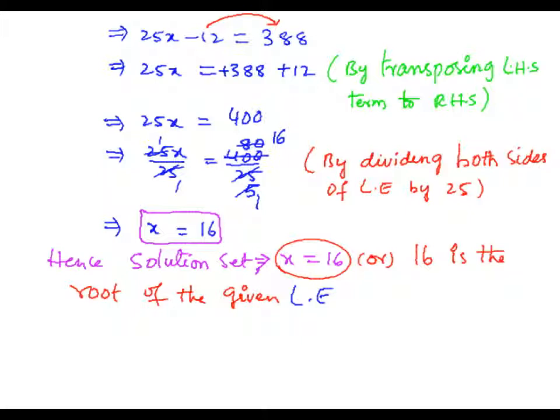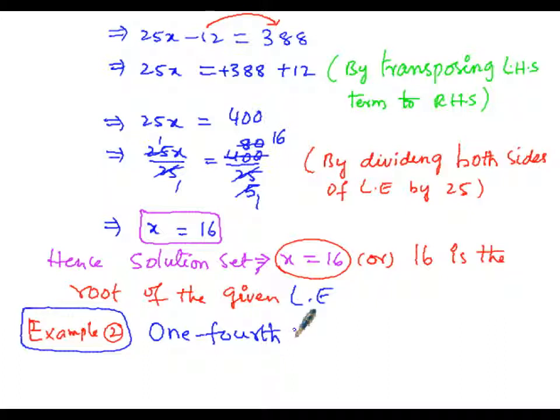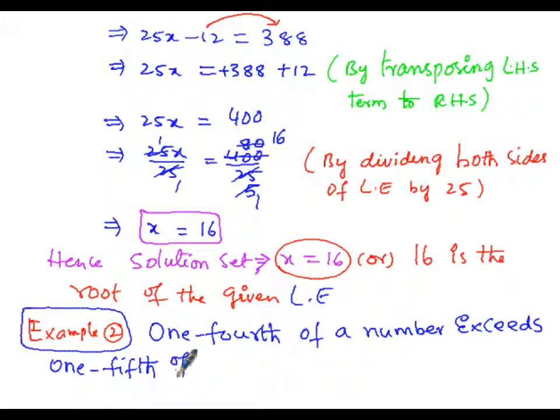So in the similar manner, let us go for the next problem, that is example number 2. So in our example number 2: one-fourth of a number exceeds 1/5 of its succeeding number. If 1/4 of a number exceeds 1/5 of its succeeding number by 3, then find the number.